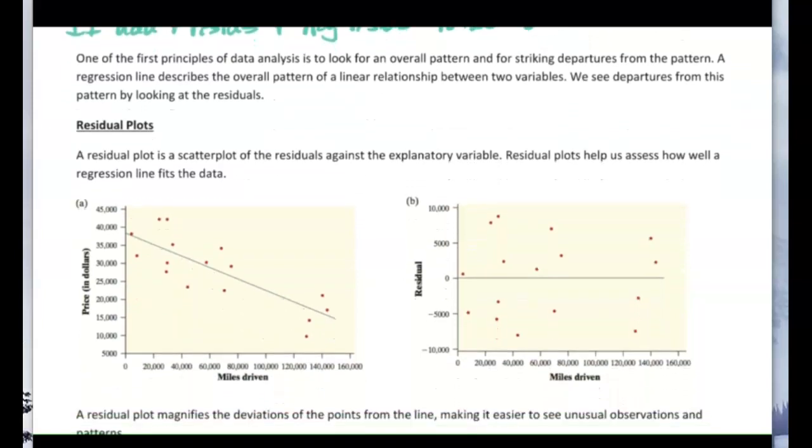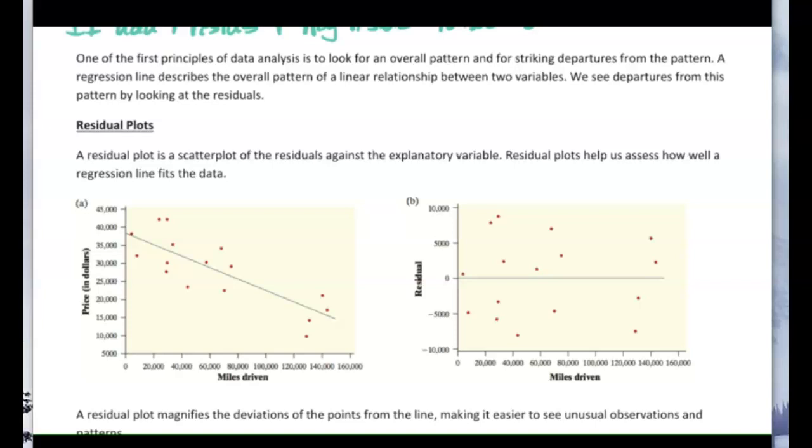All right, one of the first principles to look at is how much it deviates from the pattern. So to do that, we're going to do a new thing called a residual plot. This is after we've found what we think is our best fit line, our calculator told us we think this is the best one. So we're going to now look at a residual plot.